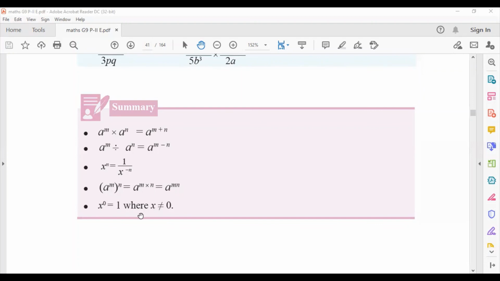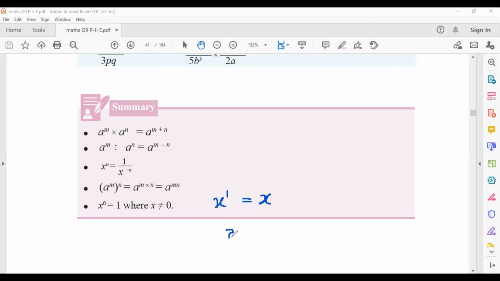If x is not equal to 0, then you can apply x to the power 0. Any number except 0 to the power 0 is equal to 1, right? And also I will add one more. x to the power 1, any number to the power 1 is the number itself. It is x, the number itself. Any number to the power 1, it is the number itself.